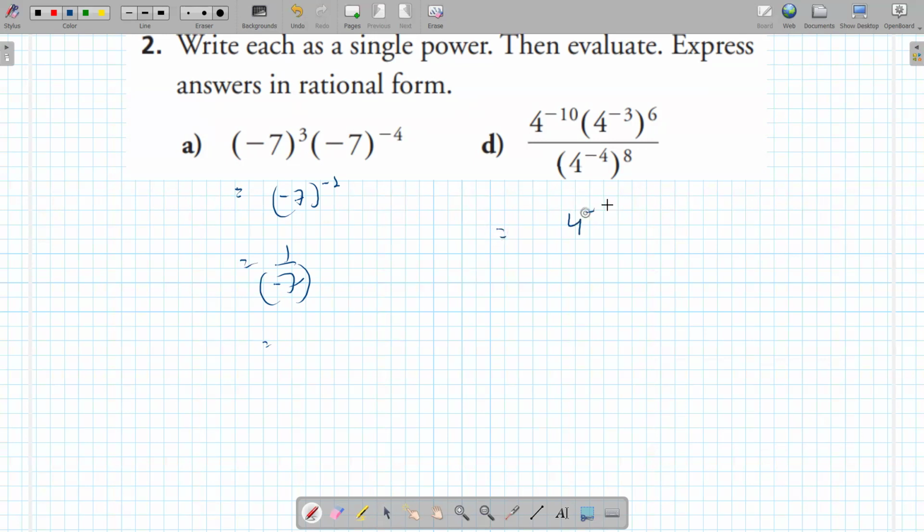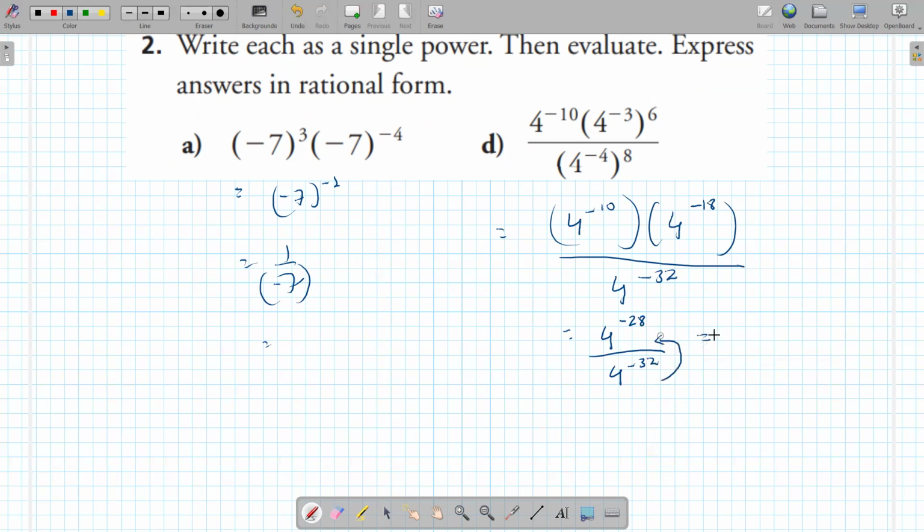So 4 to the negative 10. The first term stays as it is. What's the power for 4 on the second term? Negative 18. In the denominator, you have negative 32, right? And in the numerator, we're multiplying them. That means you need to add the exponents. It's going to become 4 to the negative 28. In the denominator, we get negative 32, like that.